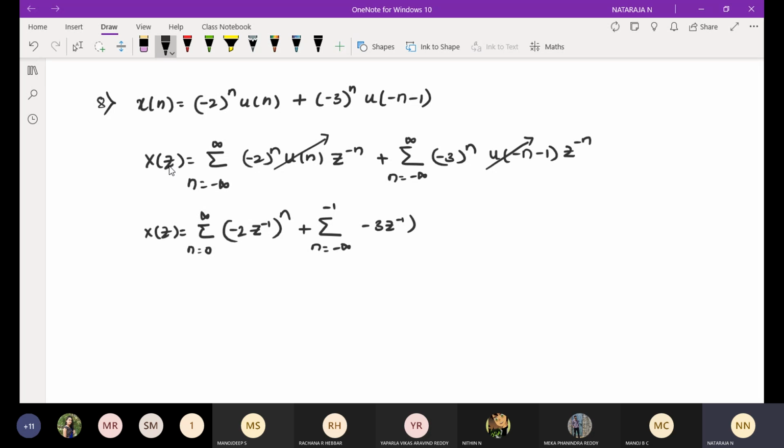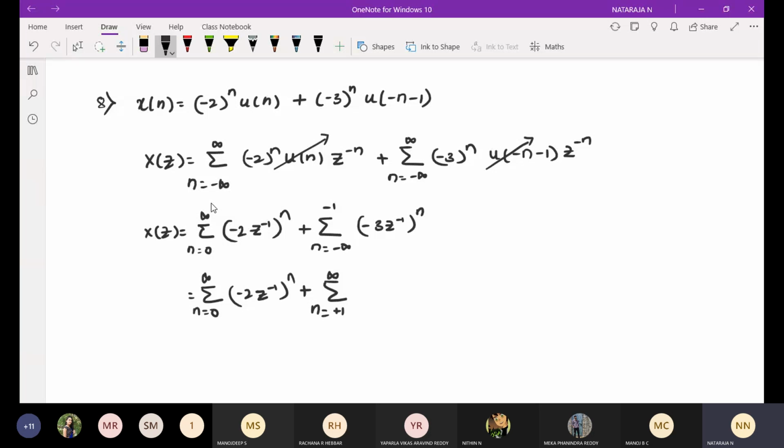The first term as usual will be the same, summation n is equal to 0 to infinity of minus 2 z inverse whole to the power of n, plus I am going to change the limits. This one I am going to change to n is equal to 1 to infinity, with respect to minus 3 inverse z power 1 whole to the power of n.